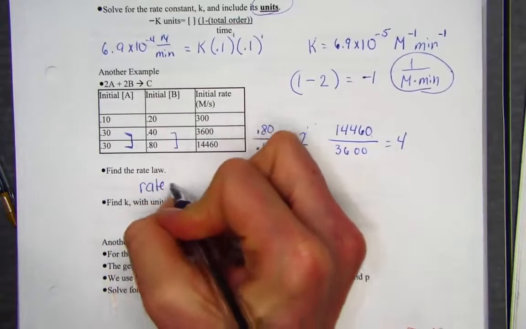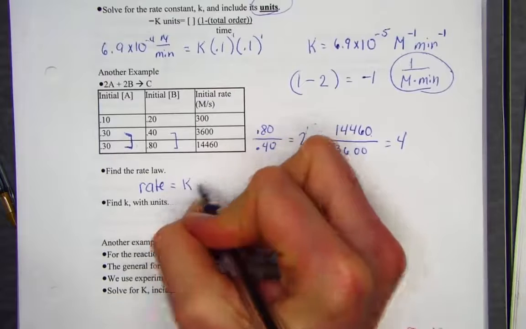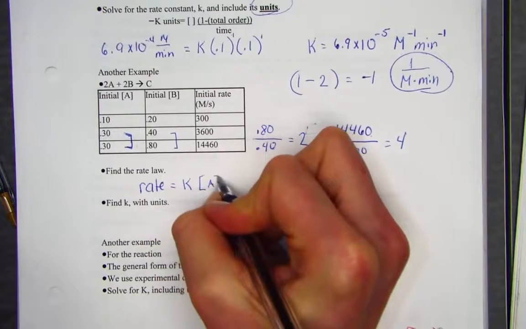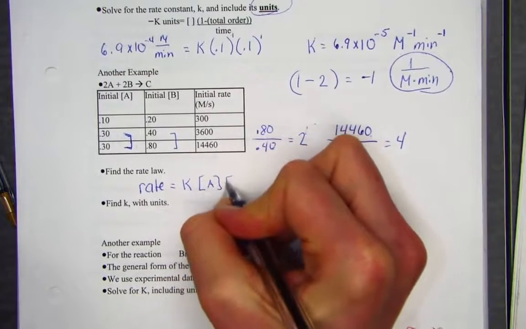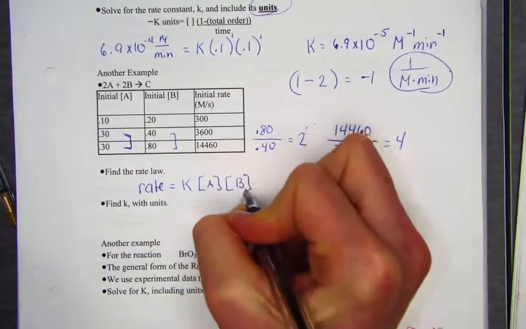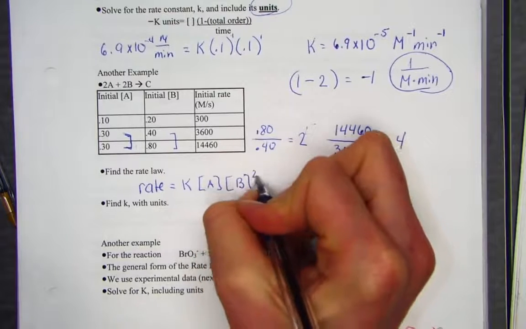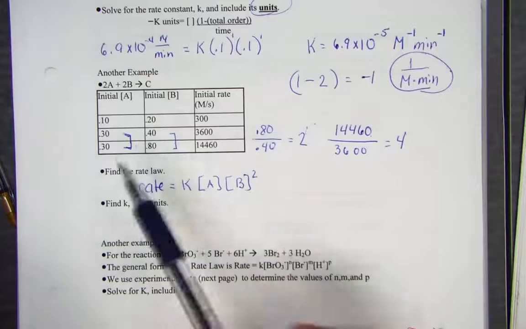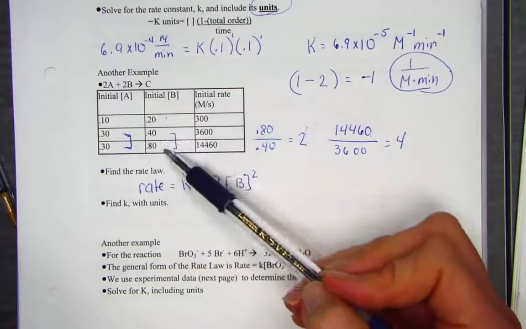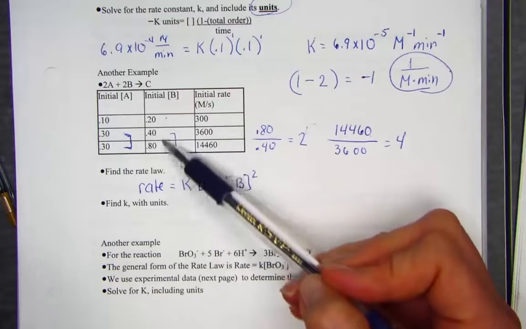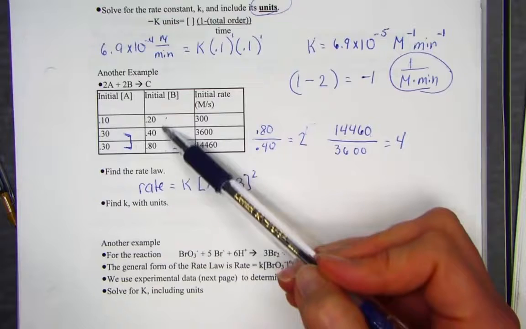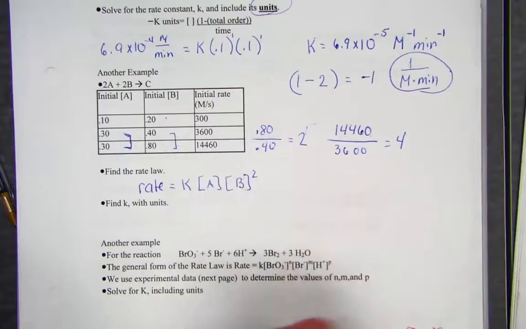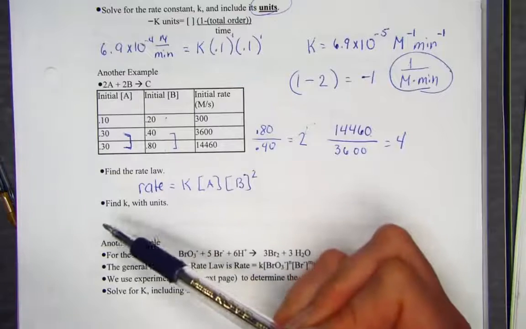So here's what we know so far. Rate is equal to K times the concentration of A, yet to be determined, times the concentration of B, which we just determined to be second order. We don't know yet the concentration of A's influence. Interestingly enough, concentration B is never held constant. So we'll have to consider that when we look at how A is influencing.